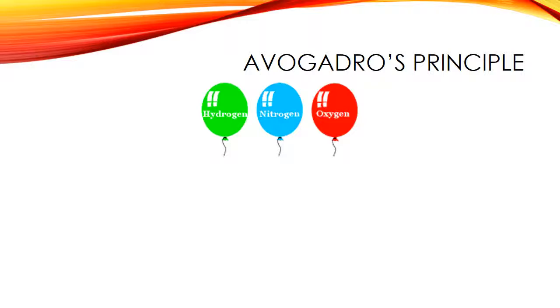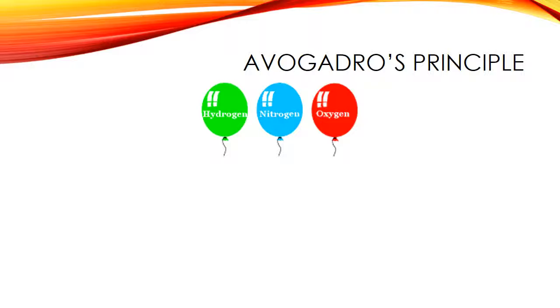I want you to ask yourself, if those three balloons have the same volume and they're at the same temperature and pressure, what do you think that tells us about the amount of gas in the balloons? One initial thought you might have had would be that they should have the same amount of gas because they're the same volume, same temperature, same pressure. And actually, you would be thinking correctly there.